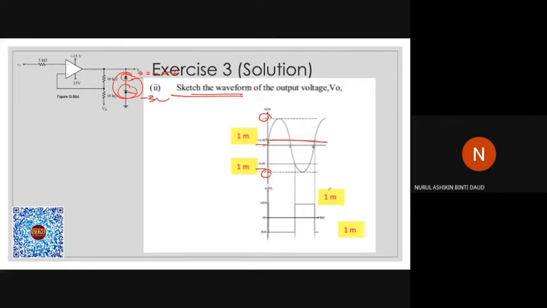Alright, so all this information will have 1 mark. That's why I give you this mark scheme as well, so that you know for each graph how many marks you can get, at what point how many marks you will get. So it's very important for you to label each point as well.